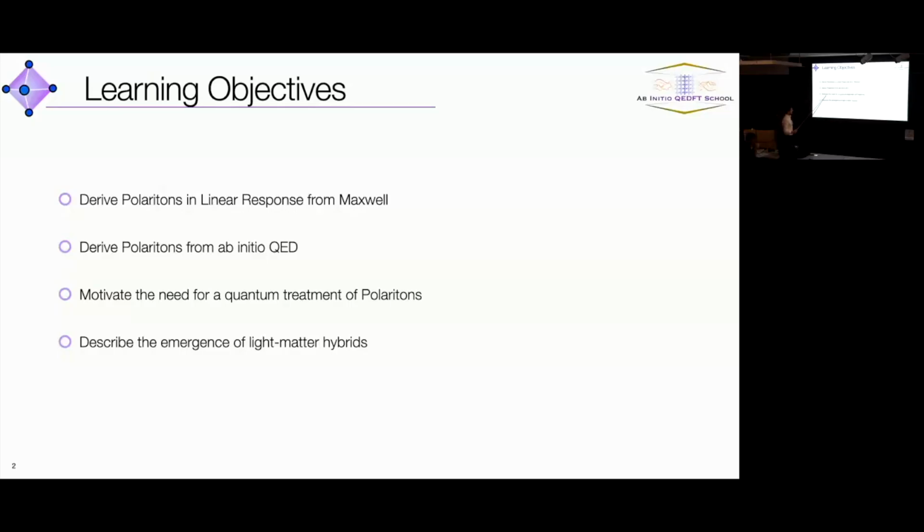And then I will also try to motivate why it could be convenient to actually do a quantum treatment of polaritons. So even though we can do them through Maxwell, it's actually quite handy to talk about polaritons in a quantum way. And then finally, I will describe, and you will do an exercise on that, how you can actually start discussing light-matter hybrids instead of polaritons. And these are actually not describable from a classical perspective. Okay?